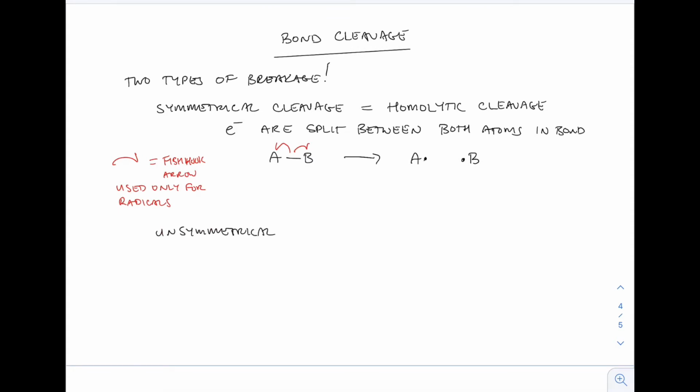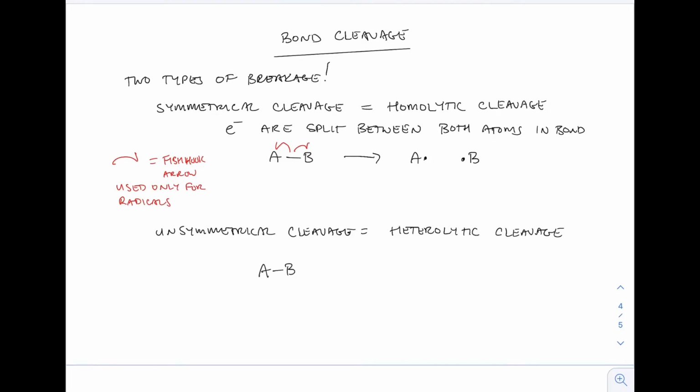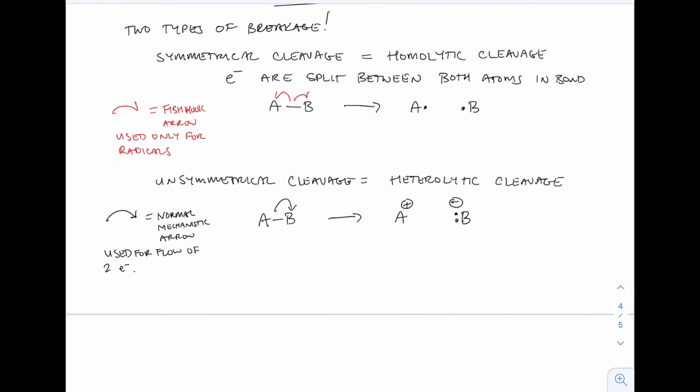Now, unsymmetrical cleavage is called heterolytic cleavage, meaning different splitting of the electrons. If we have a chemical bond between A and B, we form A and B, and the two electrons went to B as a lone pair, and A lost out on them. That's why A has a positive charge and B has a negative charge. That arrow is just a normal mechanistic arrow, which means we are using it to show the flow of electrons, two specifically. This is the most common one we'll see. We'll only see radicals in very few reactions.